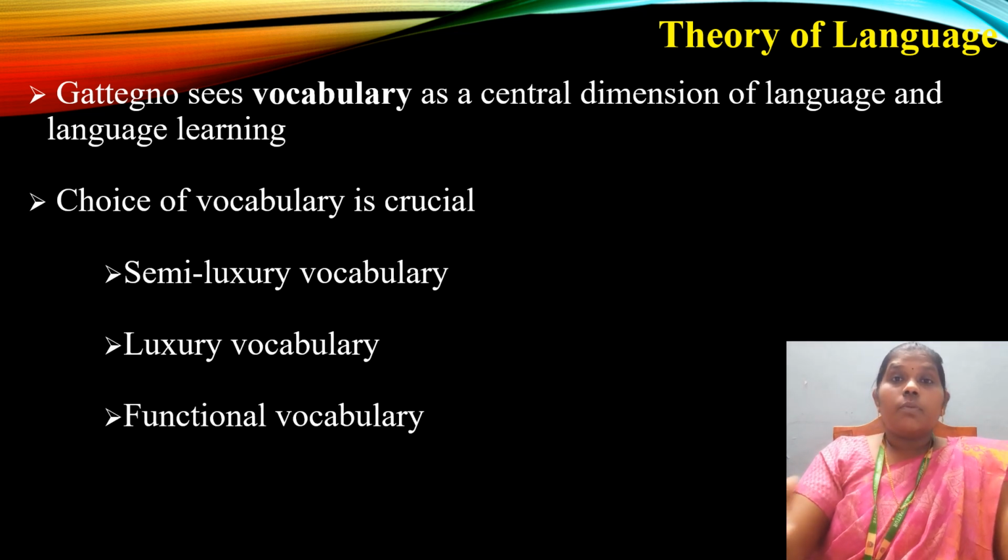So we have 3 layers or 3 levels of vocabulary in the Silent Way. By the way, it has been asked in the semester exam in previous years also. The first one is semi-luxury vocabulary, the second one is luxury vocabulary, and the third one is functional vocabulary.